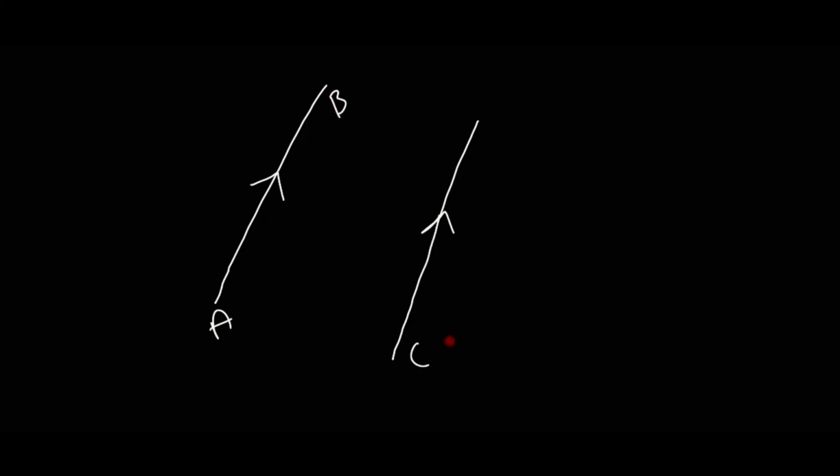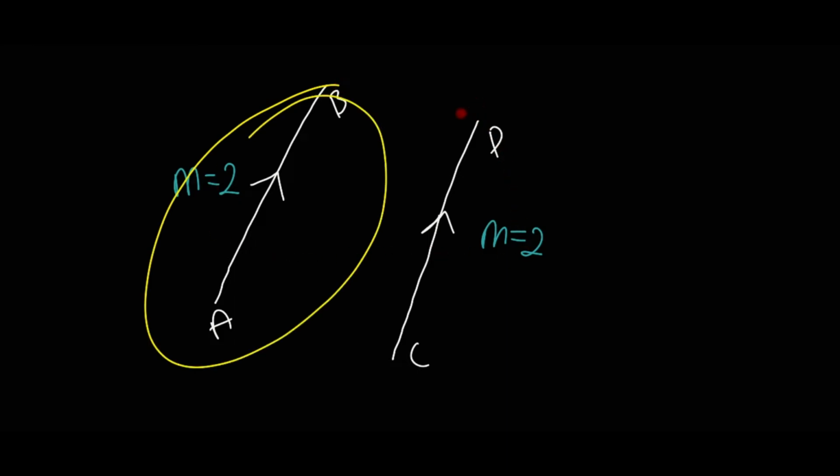Another very important thing to know is that lines that are parallel, let's say this line is parallel to this line, line AB and line CD, have equal gradients. Let's say the gradient of AB is 2, so automatically the gradient of CD must also be 2. These are the important things you should know.